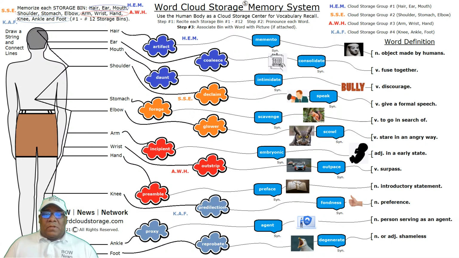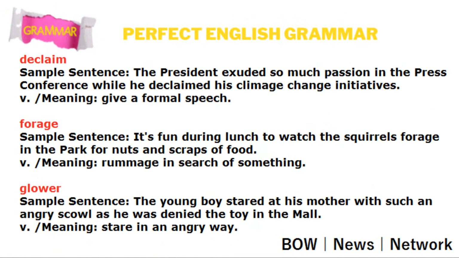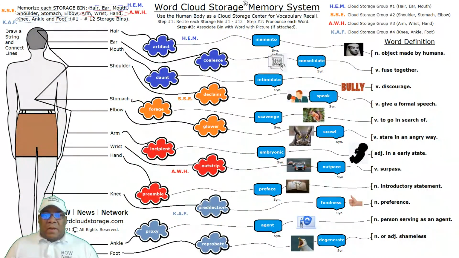Glower. So we have glower, which is scowl or stare in an angry way, and this is attached to a picture word association of an owl: owl, scowl. So if you can remember the picture word association of the owl to glower, then you'll remember that it's scowl, which is stare in an angry way. Sample sentence: the young boy stared at his mother with such an angry scowl as he was denied the toy in the mall. So that would be holding it in context, and that's the orange group rounded out.